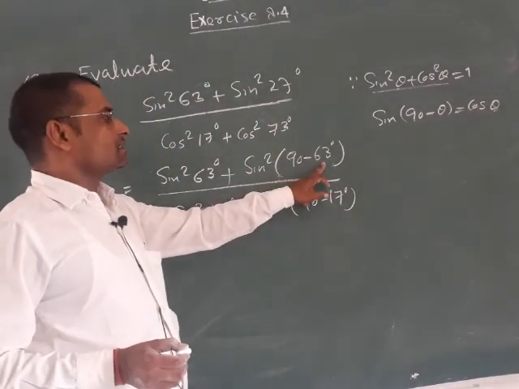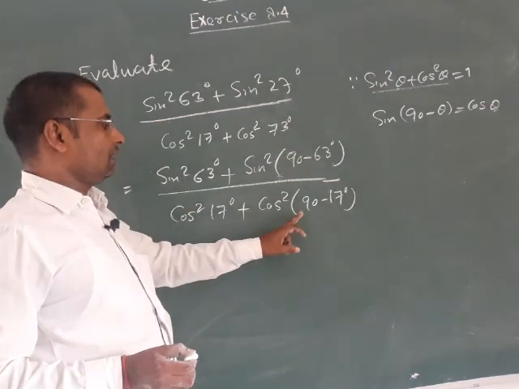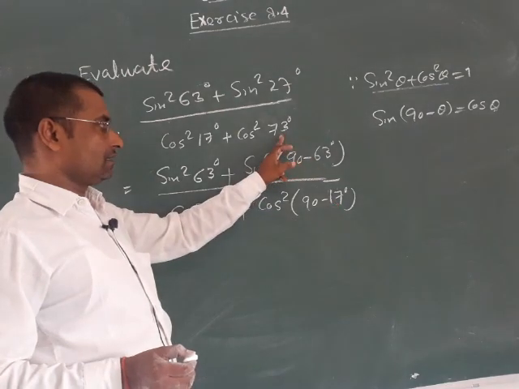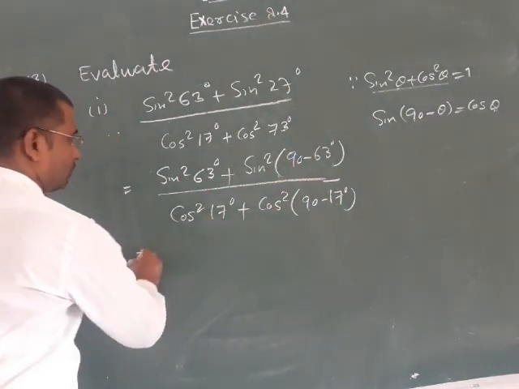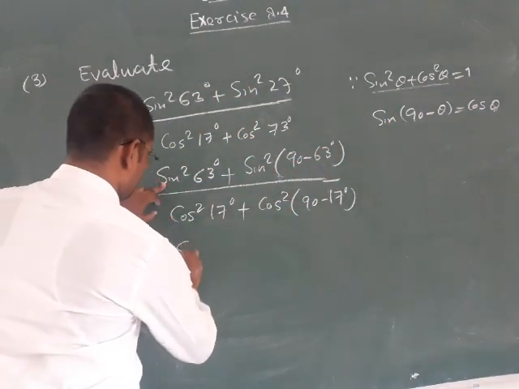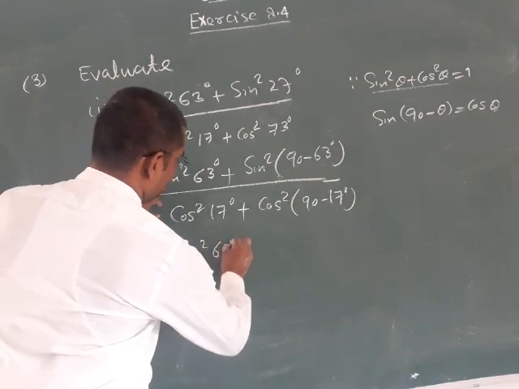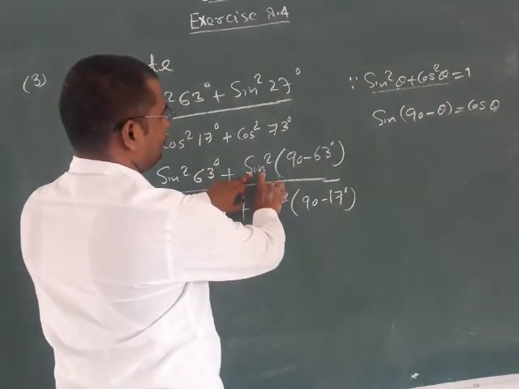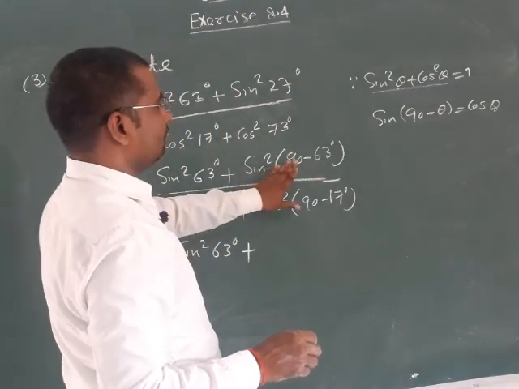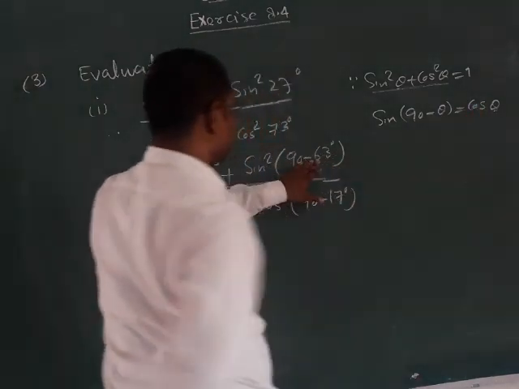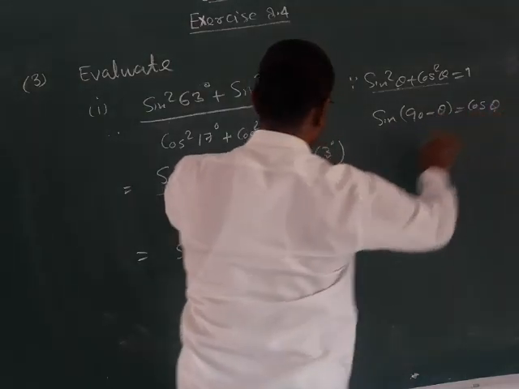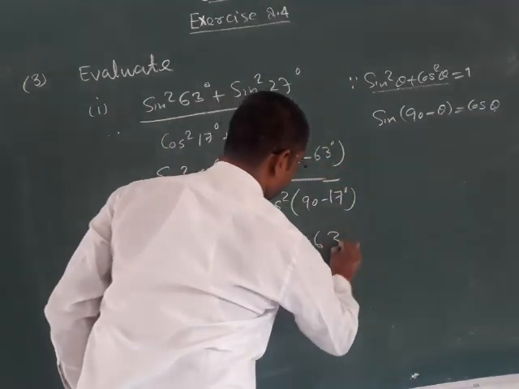So 90 minus 63 is equal to 27, and 90 minus 17 gets 73. Now use this formula: sin square 63 degree plus sin square (90 minus theta), and sin of 90 minus theta gives cos theta. So cos square 63.